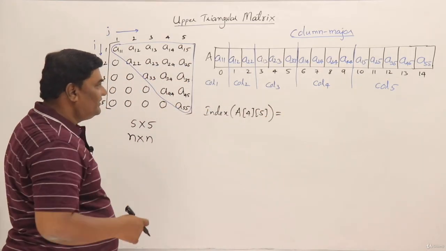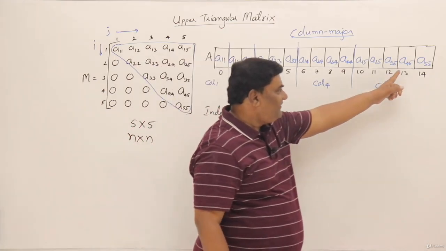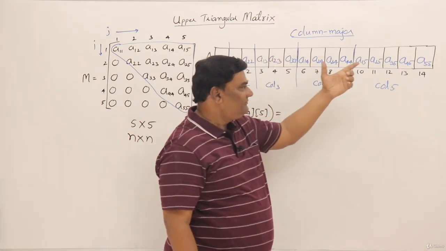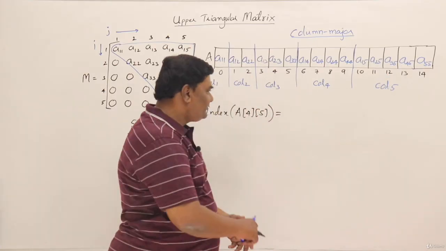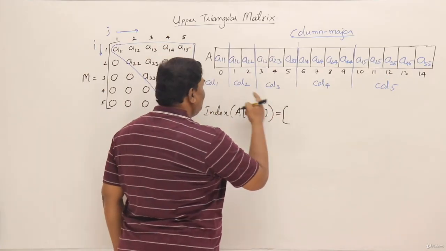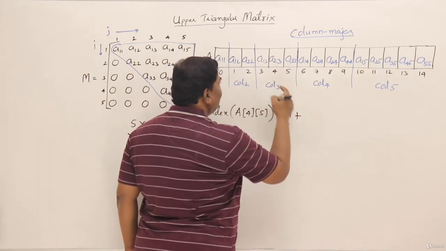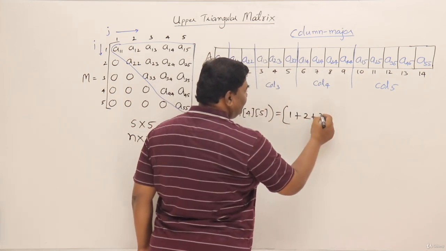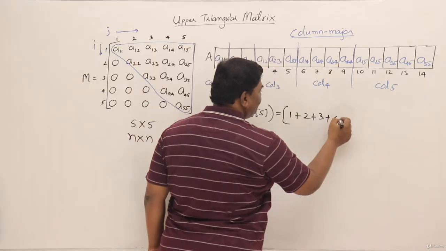For reaching this element 4, 5, I should cross the first column, second column, third column, fourth column, then I will be in the fifth column. So I should skip over the first column. How many elements in the first column? Just one. Then in the second column, 2 elements are there. Then in the third column, 3 elements. Then in the fourth column, 4 elements are there.